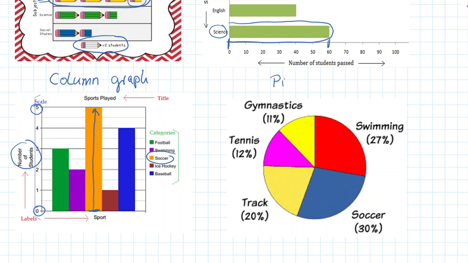Pie graphs are also quite common. Here you represent the number of people participating in different kinds of sports as a percentage. So you're having 11%, and that 11% for gymnastics is represented by that yellow sector of the circle here.